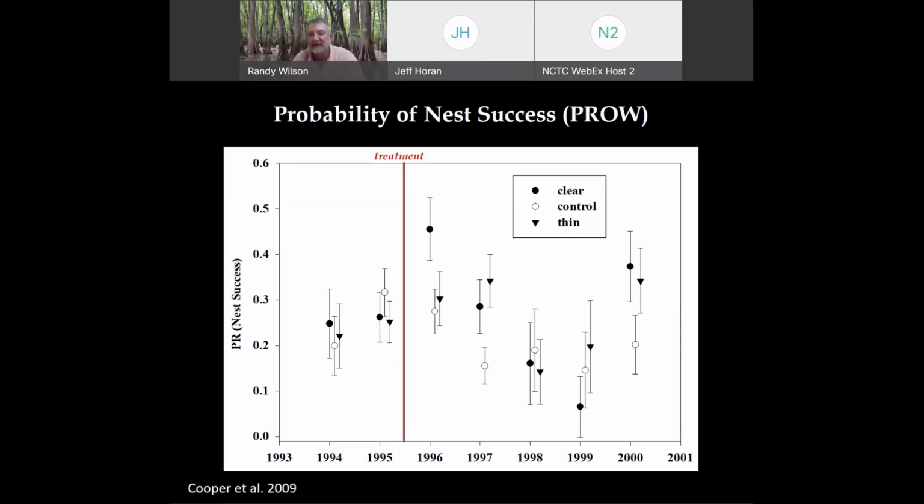there was no treatment effects related to the nest success. In that controls were higher 1 year, lower. That nest success is probably largely driven by other environmental things, weather conditions, insect outbreaks, etc. So we're not seeing any sort of treatment effects to the negative for nest success.